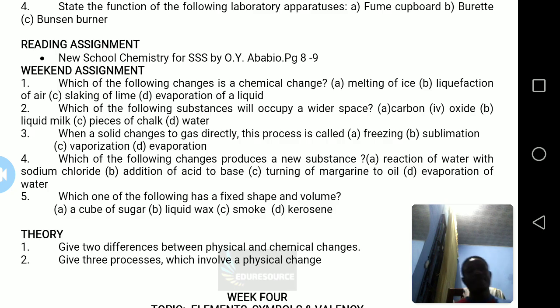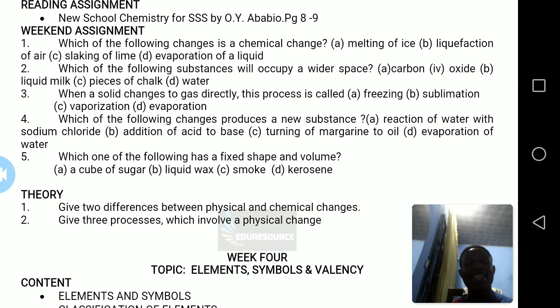Number 3. What's your answer? B, yes. You did the correct thing. Sublimation. Number 4? B, adding of acid to base. Yes, exactly. It's correct. Number 5? A. Yeah, it is correct. A is the correct answer. A cube of sugar is in a solid shape. Well done. It means that you understood all the noise you just made.